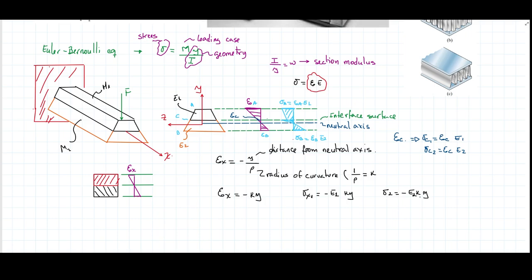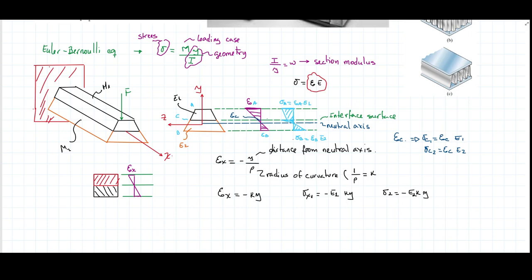Now, what happens with these cases is that if I integrate this over the area, it is going to help me find the position of the neutral axis.